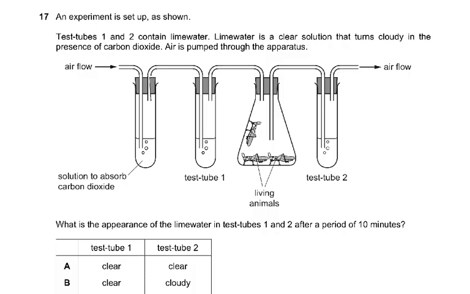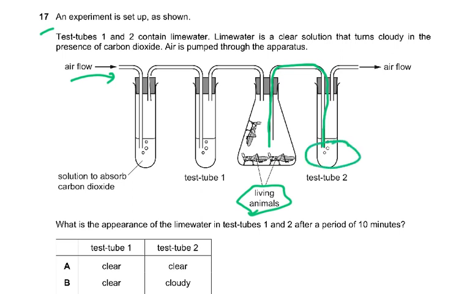Question 17. The experiment is set up as shown. Test tubes 1 and 2 contain lime water. Lime water is a clear solution that turns cloudy in the presence of carbon dioxide. Air is pumped through the apparatus. So air is coming in. This is a question on these animals. These living animals are respiring and producing carbon dioxide. And that carbon dioxide is going here and is bubbling through here. So this is going to become cloudy.